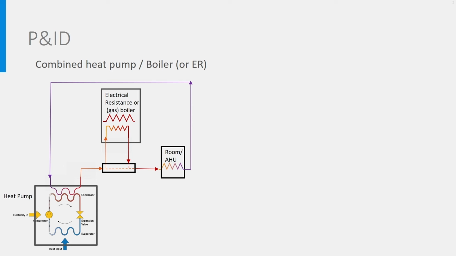If the temperature is high enough, it goes directly to the room or air handling unit. If the temperature is too low, it goes to the gas boiler or electrical resistance, is heated further, and goes then to the room or air handling unit. So, in this part here, there is a controller deciding where the water should go.